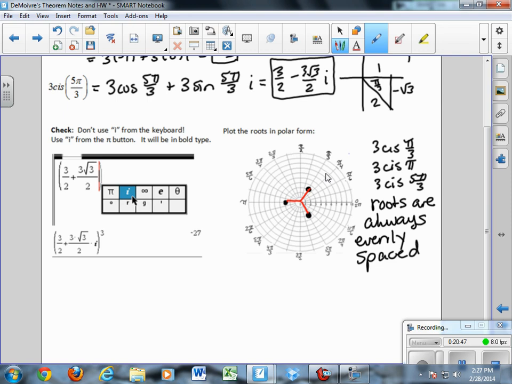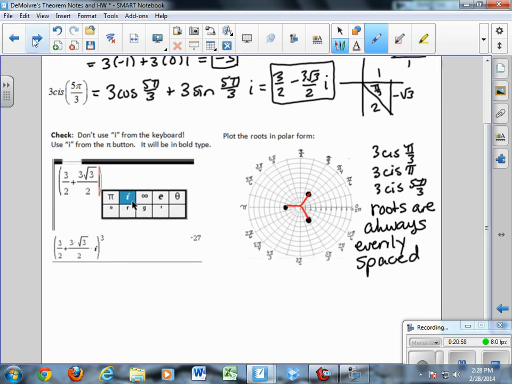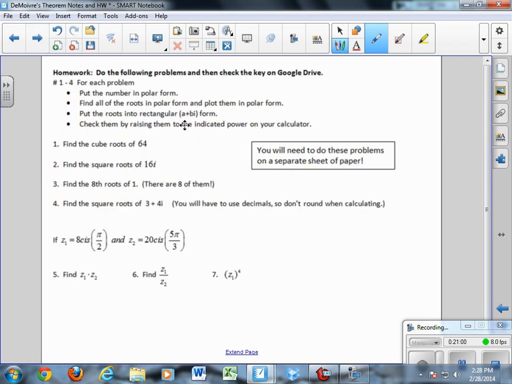Okay, that's it for the roots. So this is what I want you to be able to do on your homework. So if you look at the homework, for each problem, put the number in polar form. So recognize you're going to have a positive radius, and then you're going to have an angle that goes in the correct direction for each of these numbers. When you get to 3 plus 4i, to find the radius, you're going to have to use the Pythagorean theorem, and to find the angle, you're going to have to use inverse tangent.